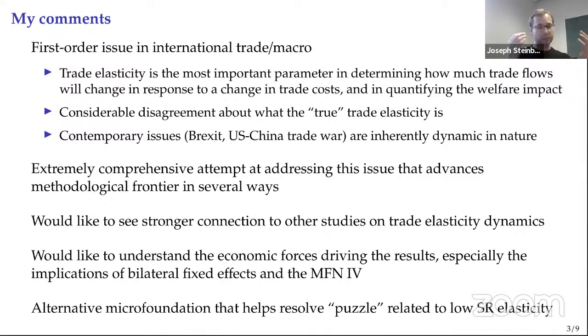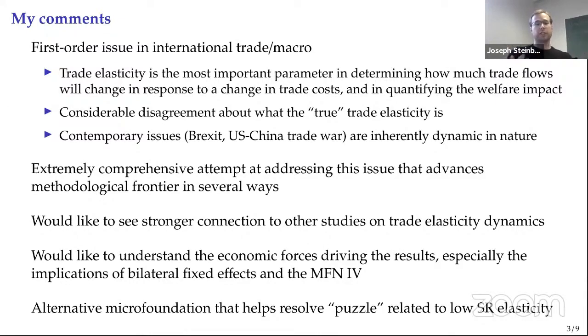This paper is an extremely comprehensive attempt at addressing all of this stuff, and pushes the methodological frontier forward in a variety of ways. Really broadly, I'd like to see a tighter connection to other studies of trade elasticity dynamics. I think this paper makes a strong effort to connect to static estimates of trade elasticities, long-run estimates. But there are some other papers that try to estimate trade elasticities in a dynamic context. I'd like to see some effort in comparing to that.